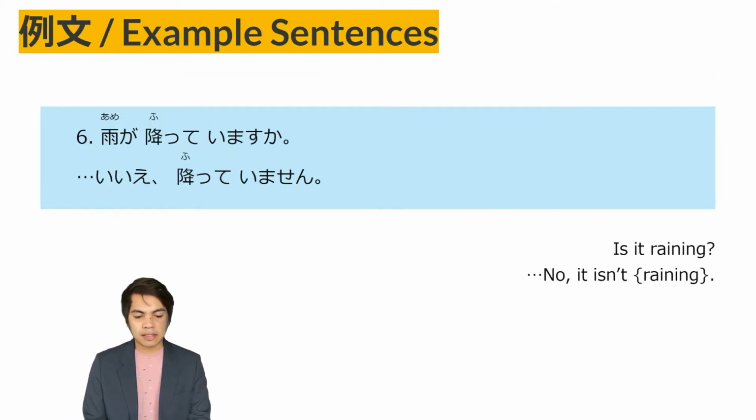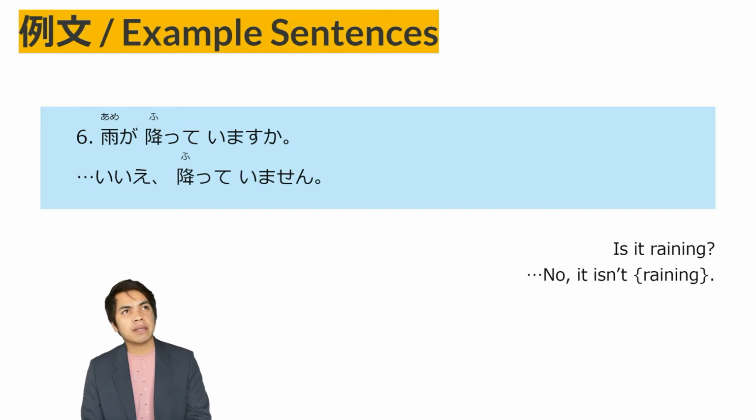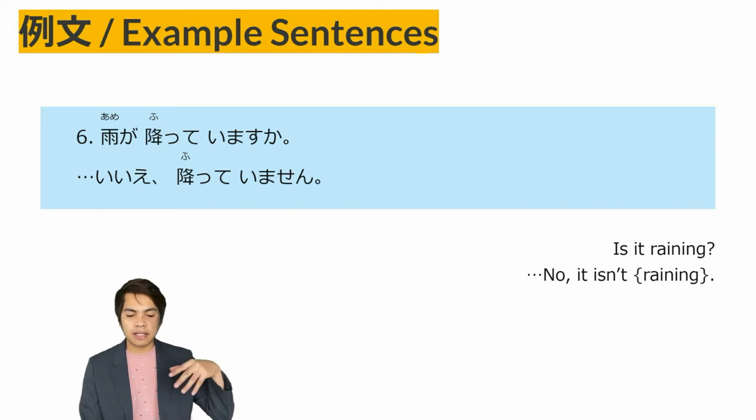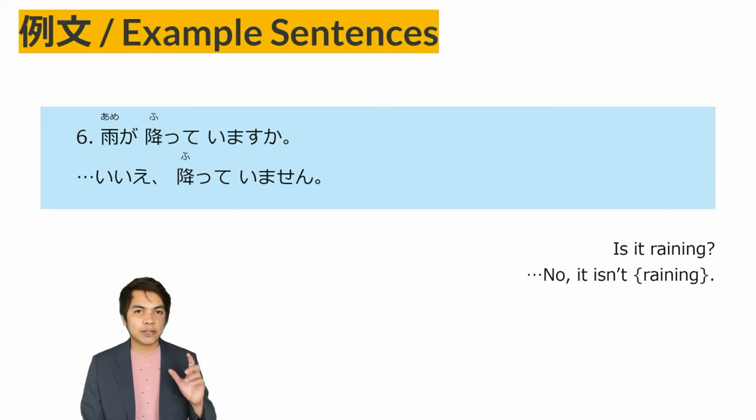And number 6, ame ga futte imasu ka? Next line, iie, futte imasen. So someone asked, ame ga futte imasu ka? From the verb furimasu. Ame ga furimasu, to rain. Futte imasu means raining. So we added the particle ka to make it a yes or no question.